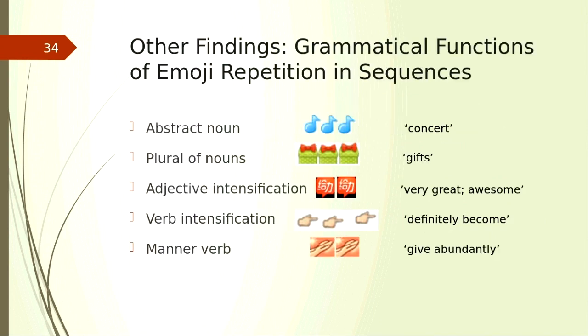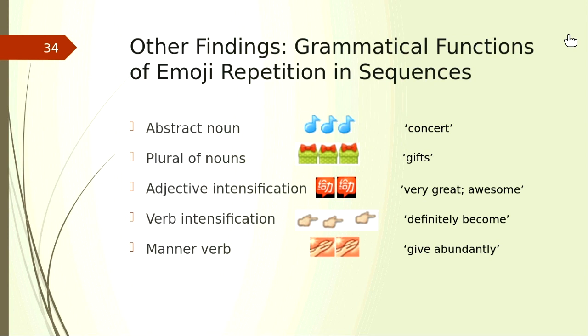And finally, another finding that we were not looking for, but that emerged from our data, regarded the use of emoji repetition. Now, we excluded sequences of only repeated emoji, but sometimes they occurred within sequences that we included in our data. And we found that they also were expressing grammatical functions. So for example, we had an example where three music notes was used to mean concert. Noun plurals, quite common. Gifts, for example, here. This is not referring to three gifts specifically, but just some plural number of gifts.